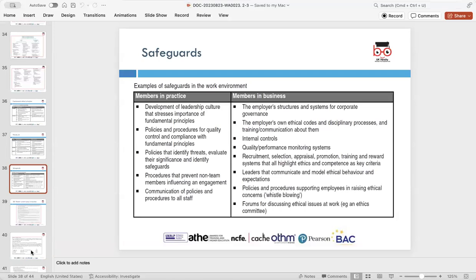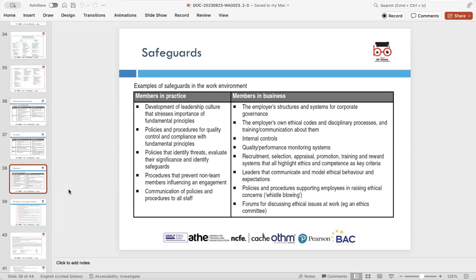Example of safeguards in the work environment. Development of a leadership culture that stresses the importance of fundamental principles, and policies and procedures for quality control and compliance with the fundamental principles. This is for members who are in practice.